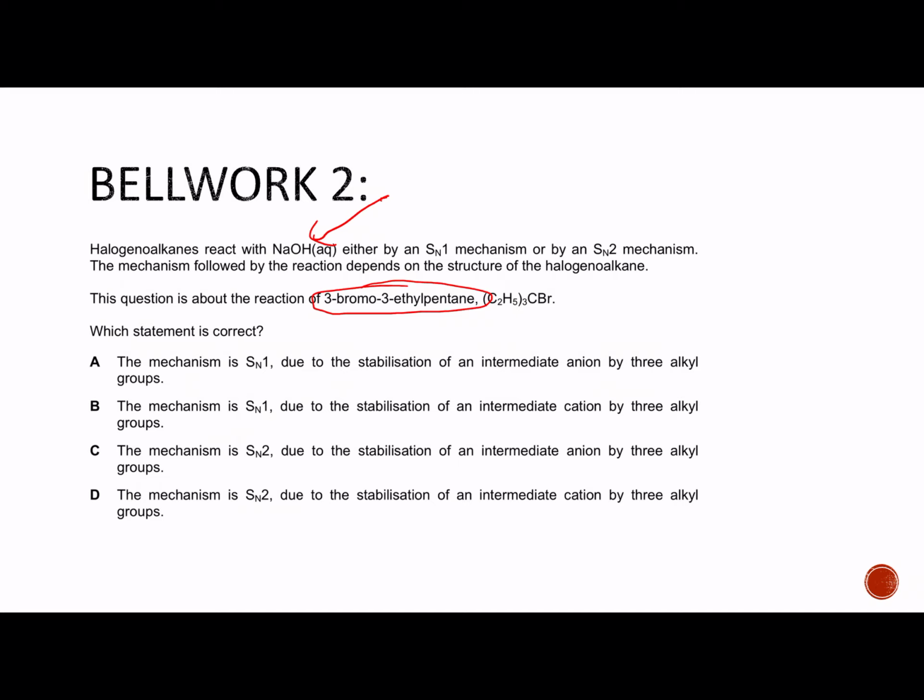All right, so let's take a look. First, I'm going to go ahead and draw it out. 3-bromo-3-ethylpentane. So pentane is 5 carbons in a row.